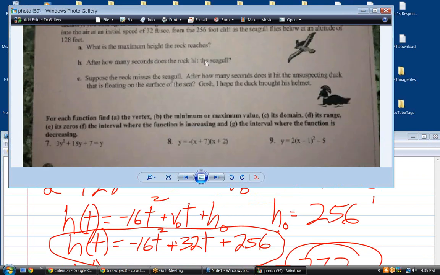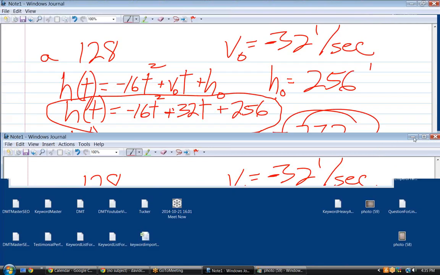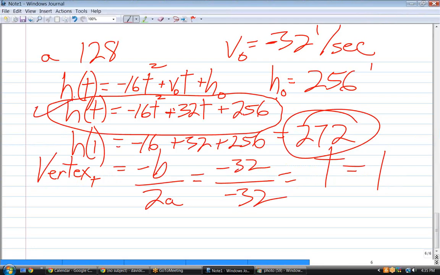After how many seconds does the rock hit the seagull? Well, go back to our original equation, and we want to know when the rock is going to be at a height of 128. That's kind of assuming that it's actually going to hit the seagull. The proper question is when is the rock at the same height as the seagull? Because it can certainly be at the same height and not hit it. Only in two-dimensional math would it automatically hit the seagull when it was at the same height. But we can certainly solve for when the rock hits a height of 128. We're going to solve this quadratic.